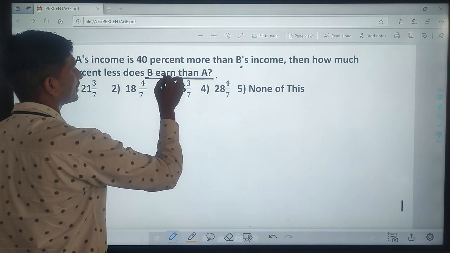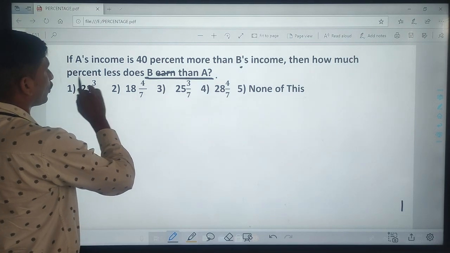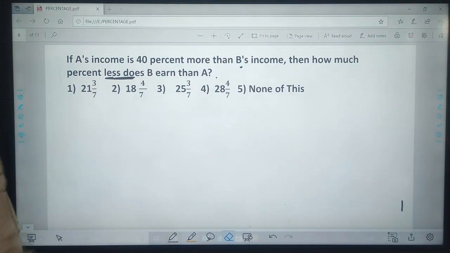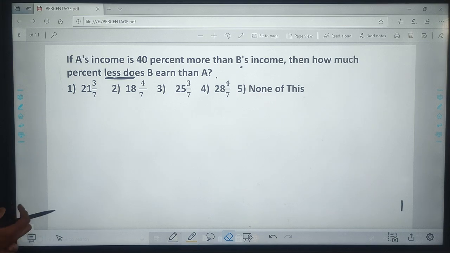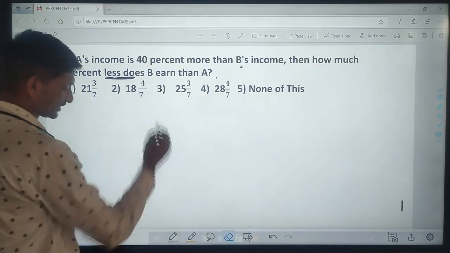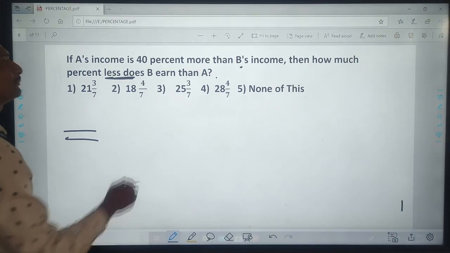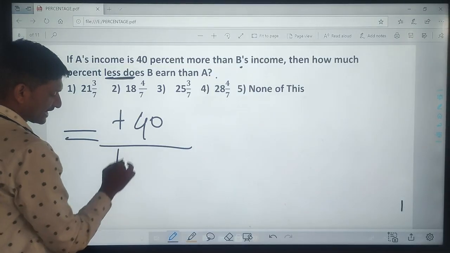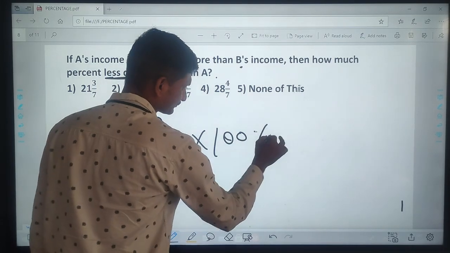Less than, here less than. How many percent less? Here it is said that A's income is 40% more than B's income, so B earns how many percent less than A? We write directly: A's income is 40% more than B's income, that is 40% more. Now here we write directly 100 plus 40 into 100%.